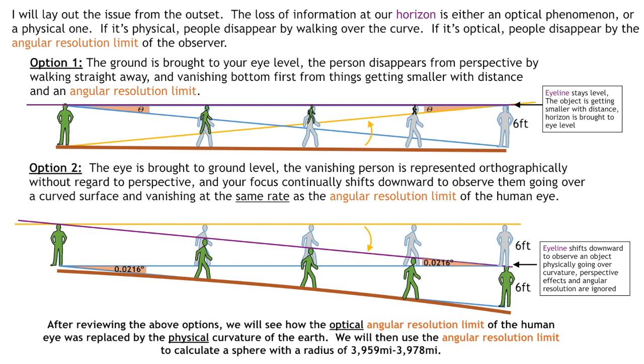I will lay out the issue from the outset. The loss of information at our horizon is either an optical phenomenon or a physical one. If it's physical, people disappear by walking over the curve. If it's optical, people disappear by the angular resolution limit of the observer.